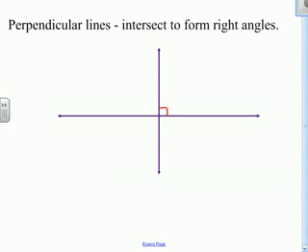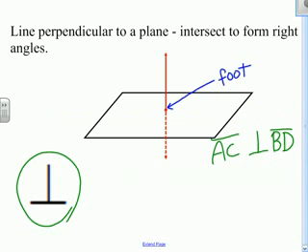So let's move on. Perpendicular lines are lines that intersect to form right angles. And the symbol for indicating that something is a right angle is they'll put like a box in the corner, and that lets you know that it's a 90-degree angle and that two lines are perpendicular. You can also have a line being perpendicular to a plane, and where the line intersects the plane at that particular point, that's called the foot.